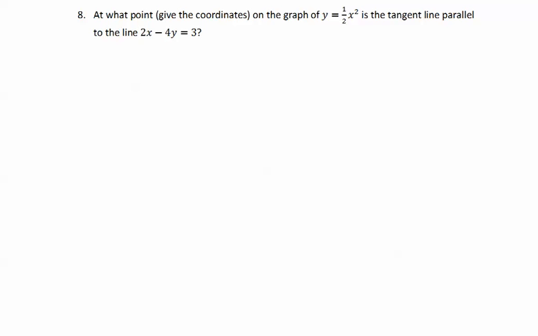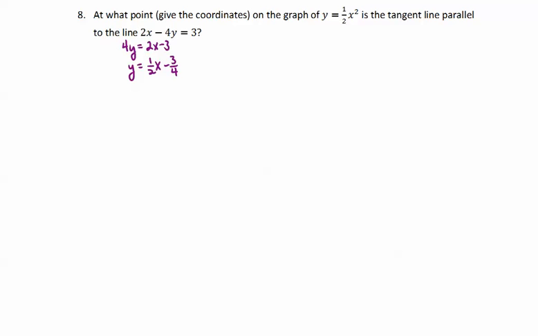In problem number 8, it asks, at what point, give the coordinates, on the graph of y equals 1/2 x squared is the tangent line parallel to the line 2x minus 4y equals 3? Well, the first thing that we can do is rewrite the linear equation 2x minus 4y equals 3 in y equals mx plus b form. And we get 4y is equal to 2x minus 3, or y is equal to 1/2 x minus 3/4. So we want to find where on the graph of 1/2 x squared is the tangent line parallel to this line here.